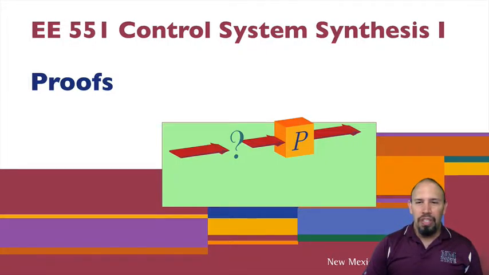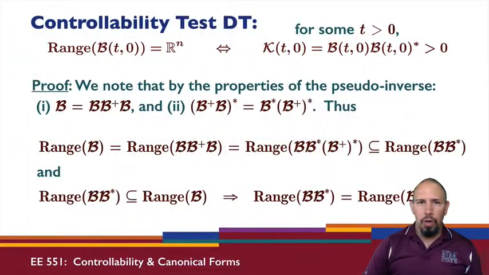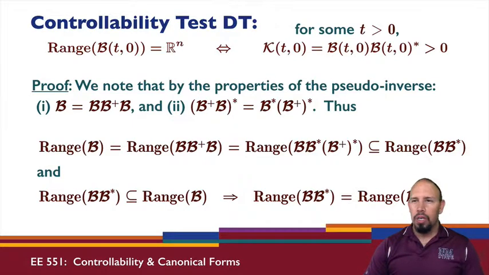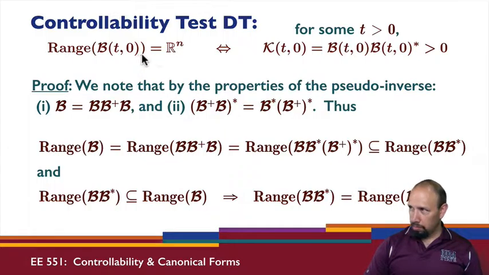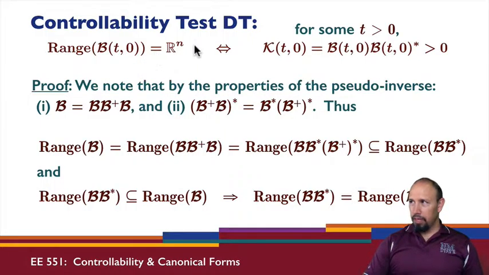Let's look at some proofs of these problems. So in looking at the controllability, we have a number of tests. I'm not going to prove them all, but I want to prove a few because I think it's helpful, instructive. So here's the first test. And again, I'm looking at the discrete time problem. I'll come back and look at this similar test in continuous time.